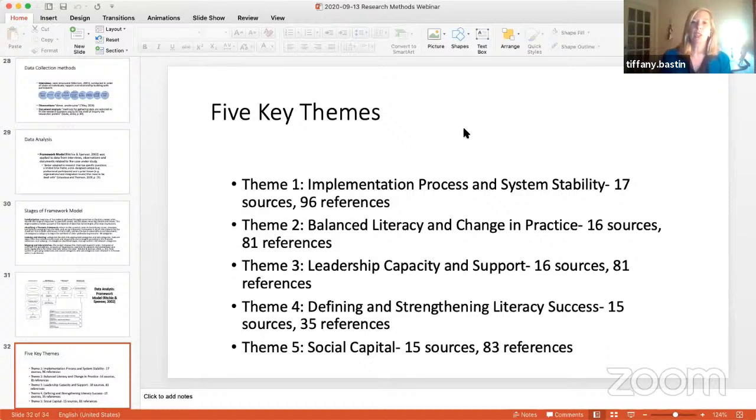And the final theme was social capital. So in what way do people have resources or other individuals that they can go to for support or to seek knowledge? And that came through with 15 sources and 83 references. And in the next slide, I'll explain the social capital a little bit more.